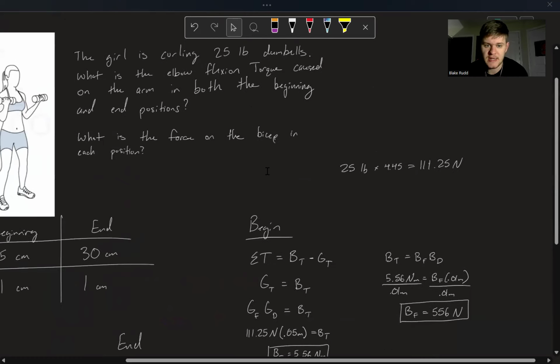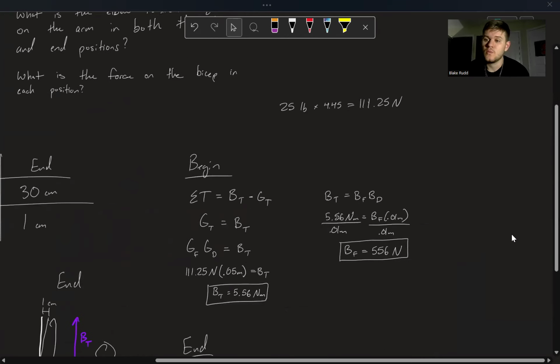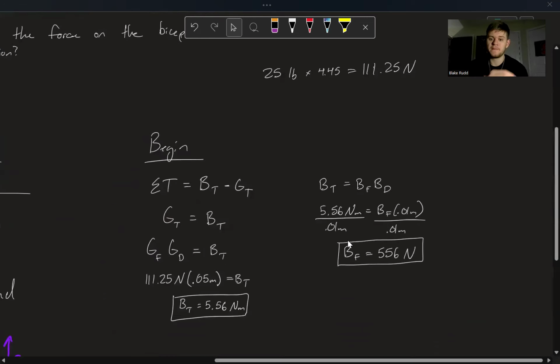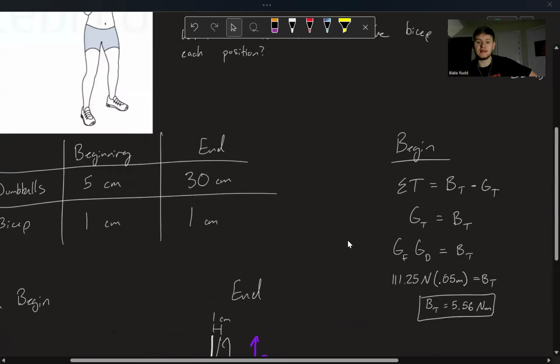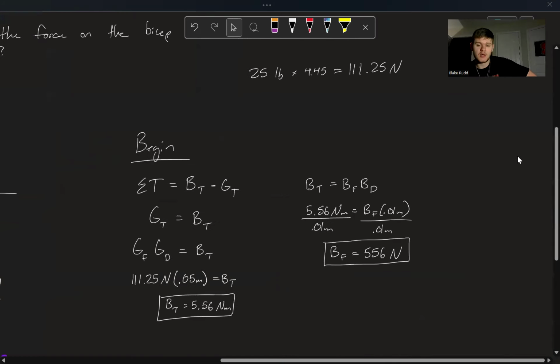The second part of this question asks, what is the force on the bicep in each position? What equation do we know that involves force that is not dealing with acceleration? It's the torque equation, right? Torque equals force times distance, which we've used down here, and you guys are all very familiar with that by now, I hope. So we have a bicep torque, and I've given you a distance, right? I've given you 1 centimeter in each position, and I will explain why that one didn't change, and in the glute max problem, it did change.